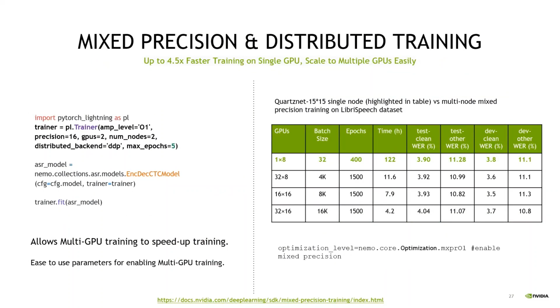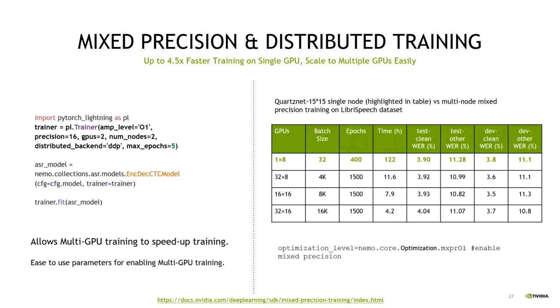On the left, you can see an example of a call for training an ASR model with NeMo and PyTorch Lightning. To do so, here we simply specify the number of nodes and GPUs, the backend for data parallel training, and the number of epochs. Mixed precision training is enabled by setting the AMP level parameter to O1 and specifying the precision to 16. Mixed precision training offers significant speedup by performing operations in half-precision format.